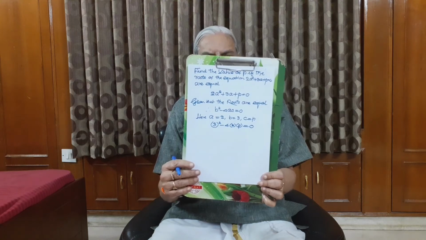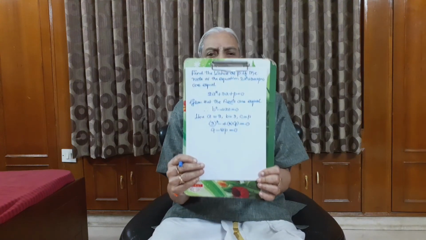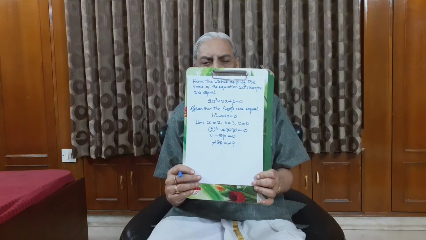So 3 squared minus 4 into 2 into P equals 0. Simplify. What is 3 squared? That is 9. Minus 4 into 2, 8P equals 0. 9 minus 8P equals 0. Take 9 across: minus 8P is equal to minus 9. Minus 8P equals minus 9. The minus signs you can cancel, so 8P is equal to 9. Therefore, what is the value of P? Therefore, P is equal to 9 by 8. It's a very easy one.